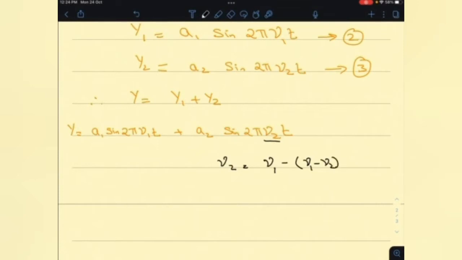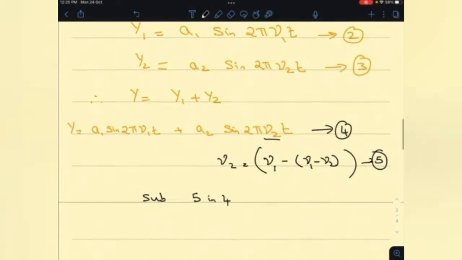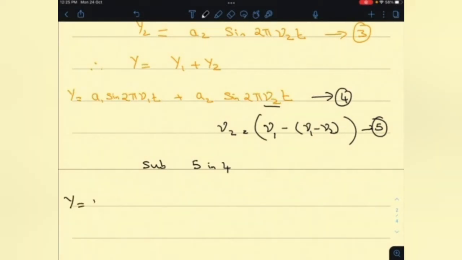Substituting 5 in 4, what will you get? y is equal to a1 sine 2 pi nu1 t plus a2 sine 2 pi, what is your nu2? nu1 minus (nu1 minus nu2), the whole into t. I'll put this as equation number 6.